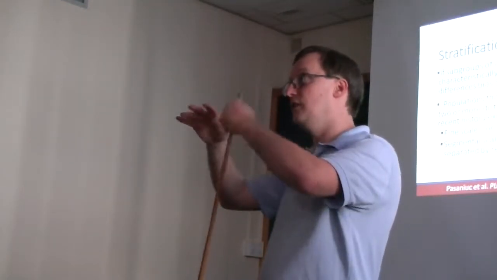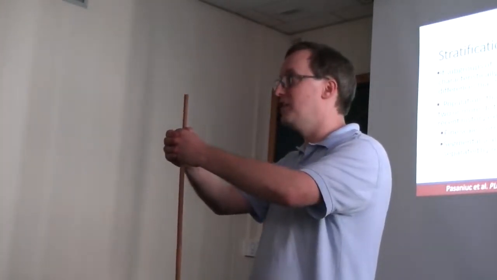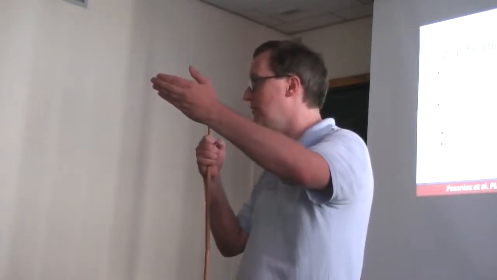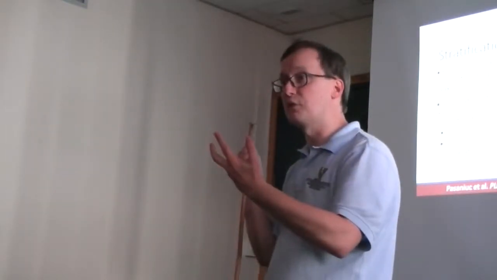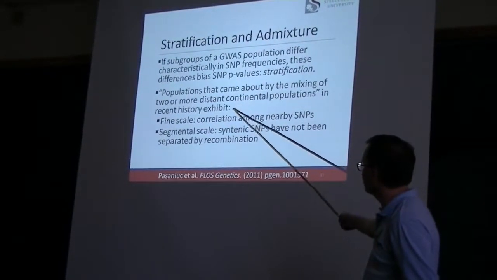If people in your subgroup differ in their genes on something other than the trait you're actually attempting to measure, that's probably going to introduce a problem. So stratification is the problem that comes out of that. There was a handy paper from 2011 that gave me this discussion of the problem.